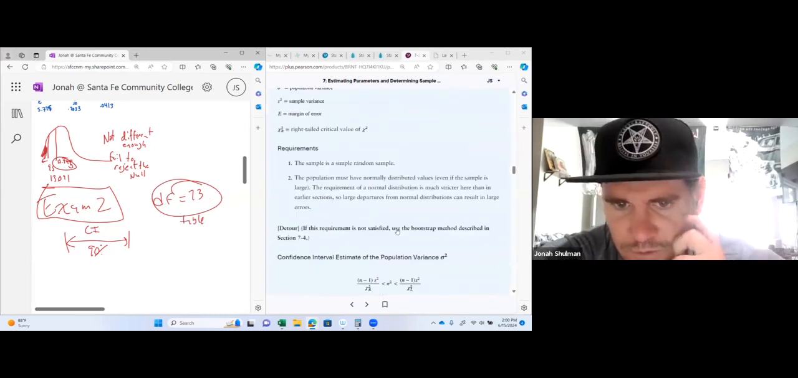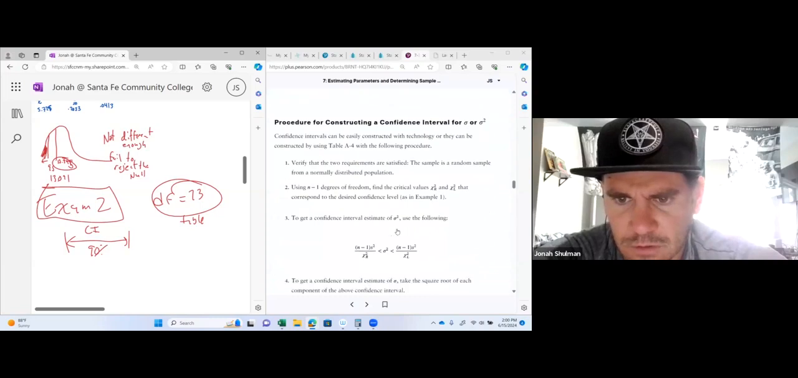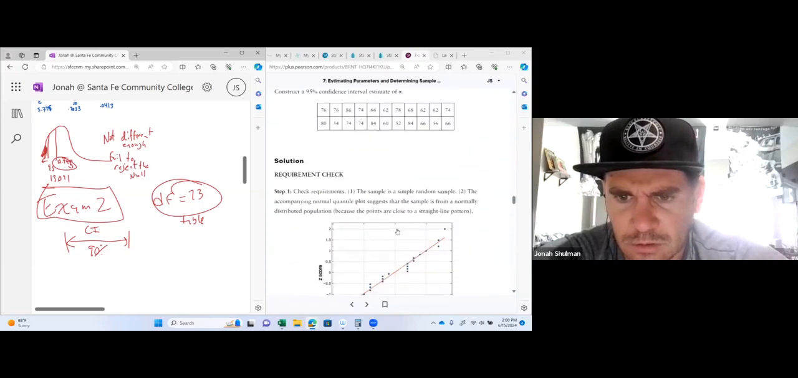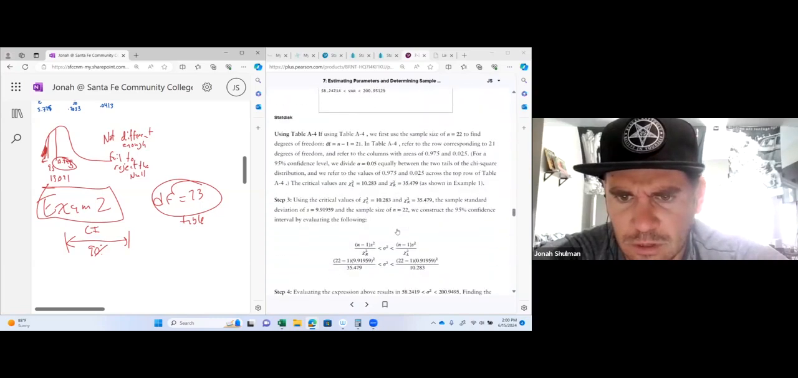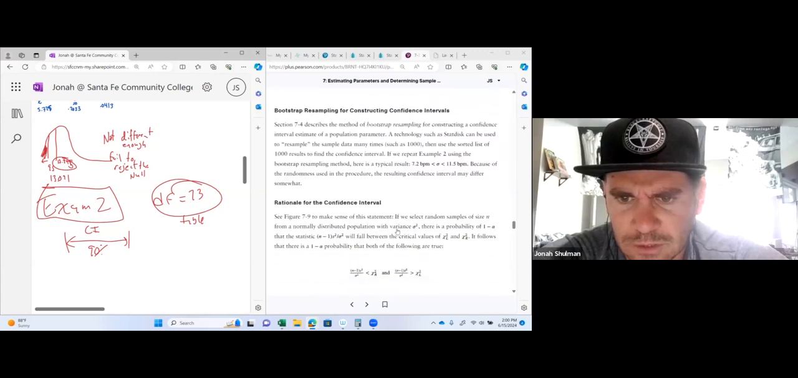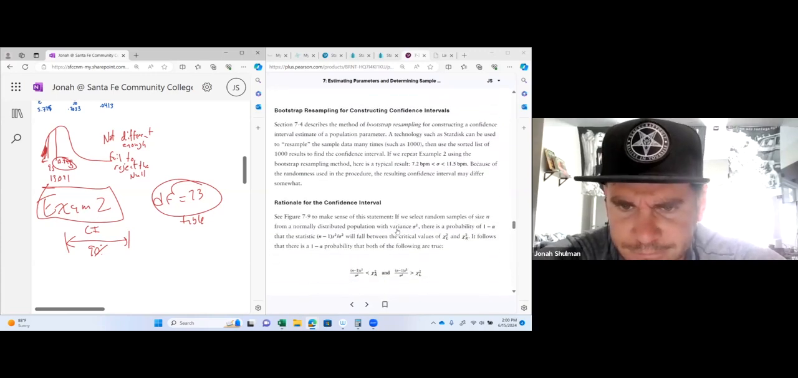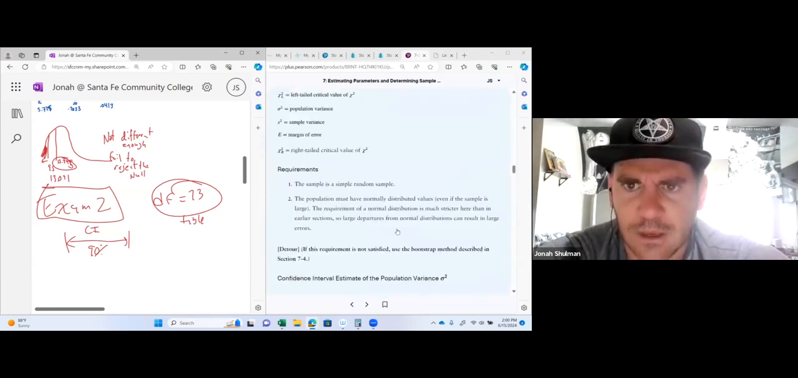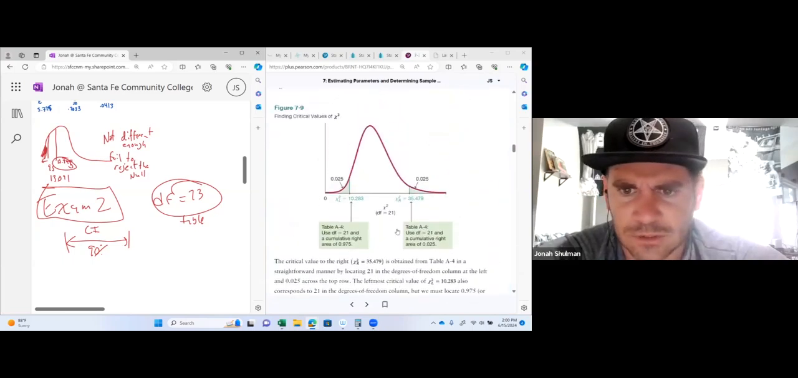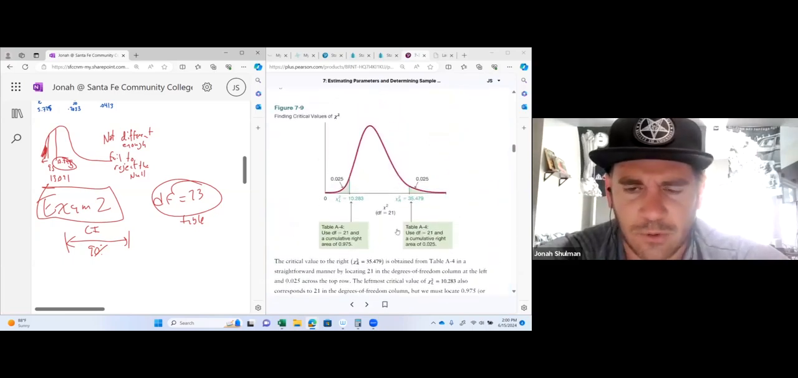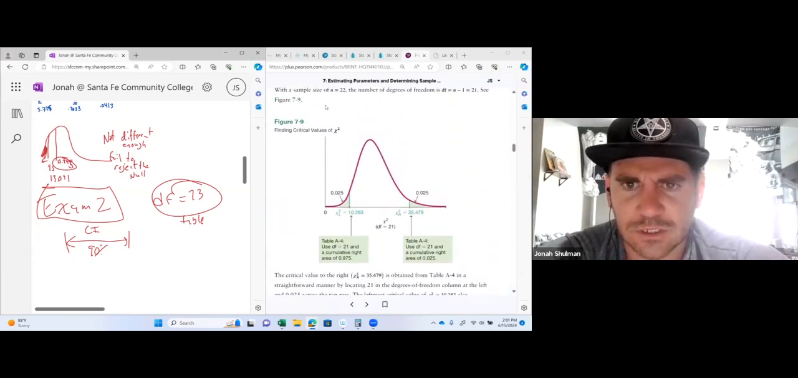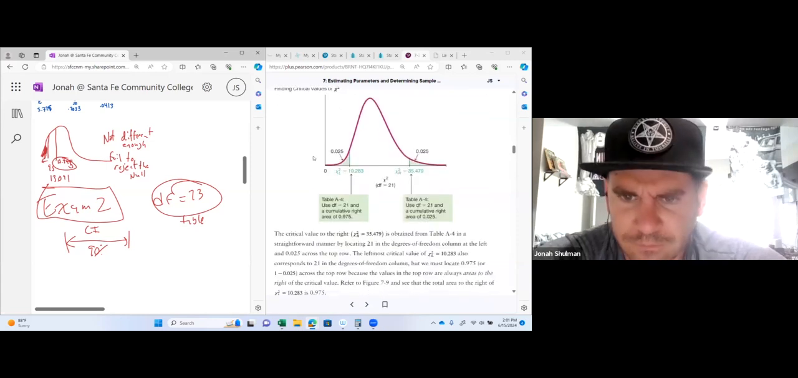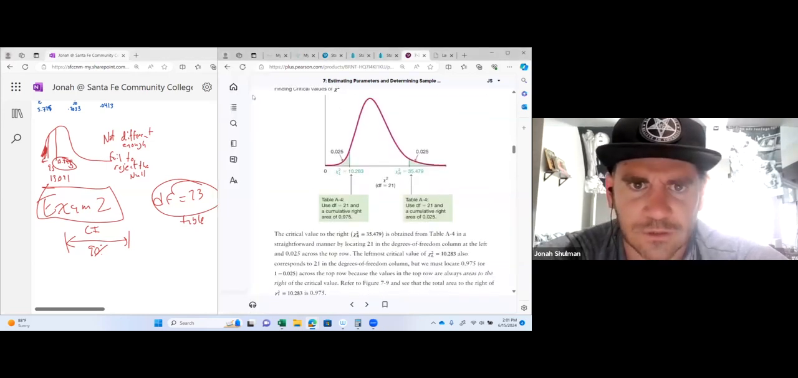Now, I know there was a way to just do this on StatCrunch. I thought we were able to get this on StatCrunch. But am I going to argue with it? No. Let's try to use the table first. So table A-4. Let's see what's going on.